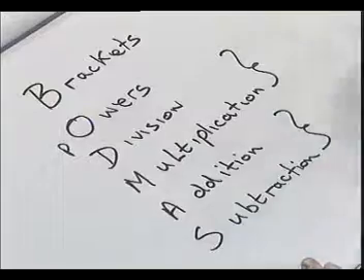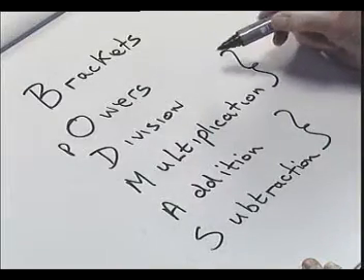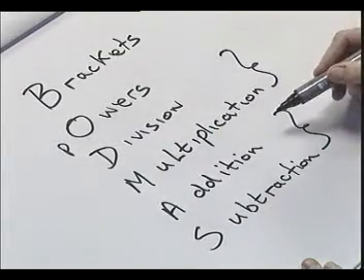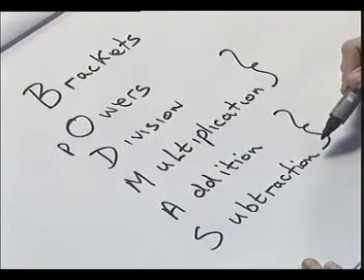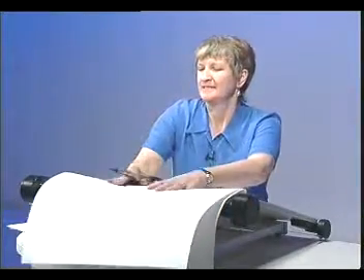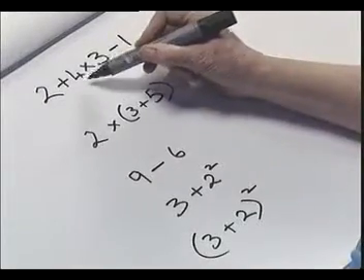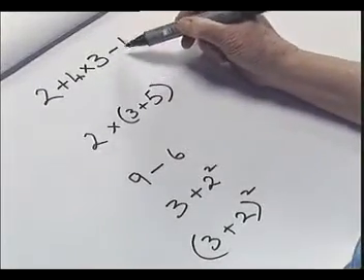So if you remember BODMAS, B for brackets, then O for powers, followed by division and multiplication, and then finally addition and subtraction. If you want to calculate any expression, you use that order and you won't go wrong. So, why don't we look at some examples? Take, for example, the first one that we started off with. 2 plus 4 times by 3 minus 1.